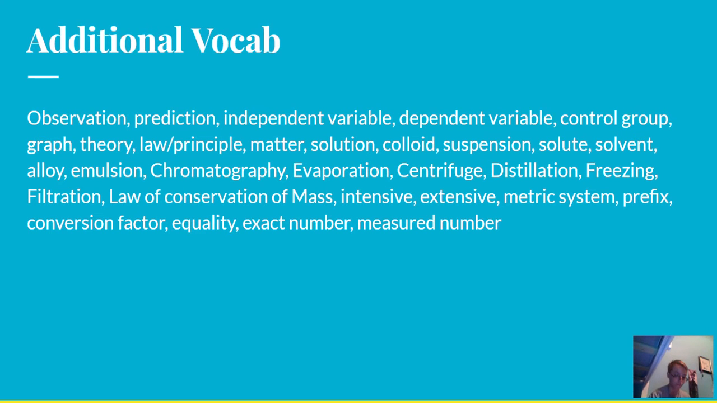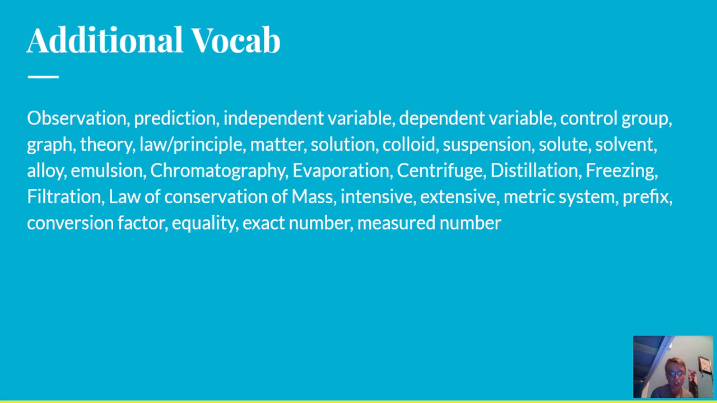Some additional vocab that is good to know. I will be reading every single definition, so skip if you would like to. Observation, any information that is gathered with the senses. Prediction, a guess on what might happen based on an observation.